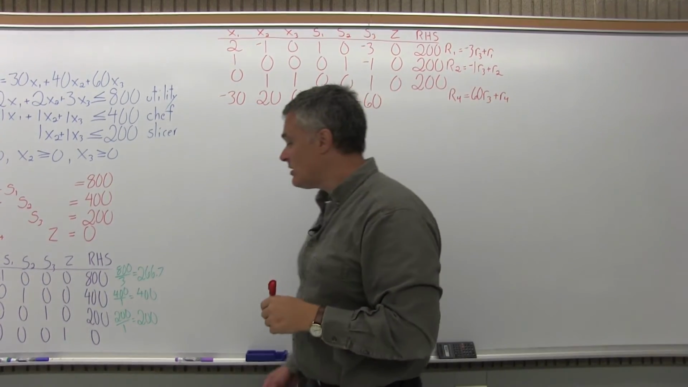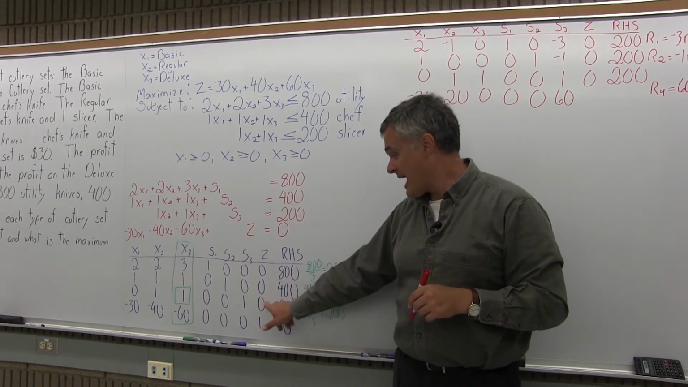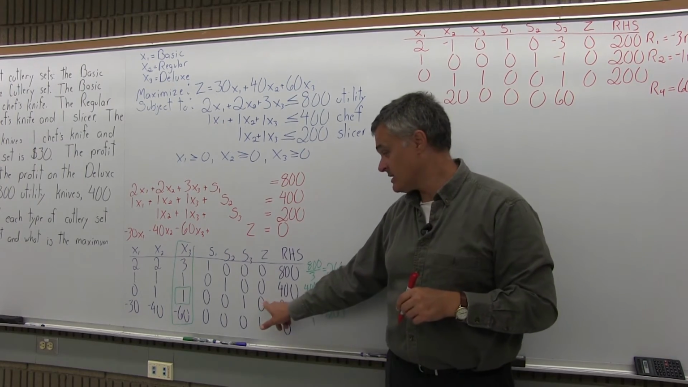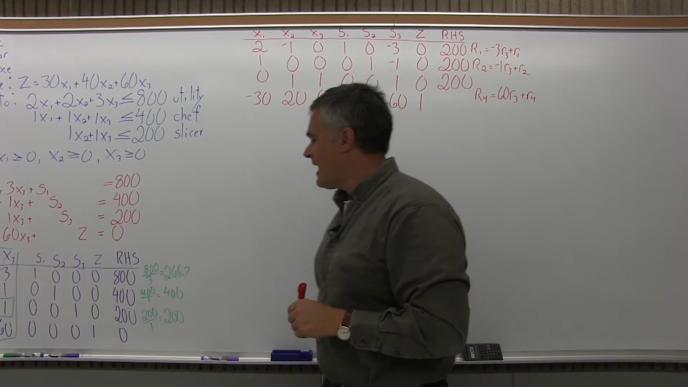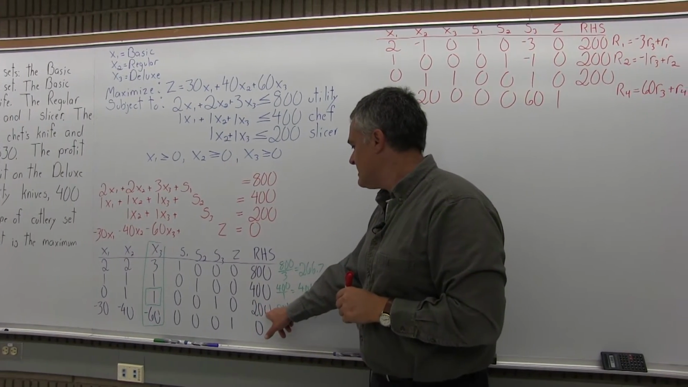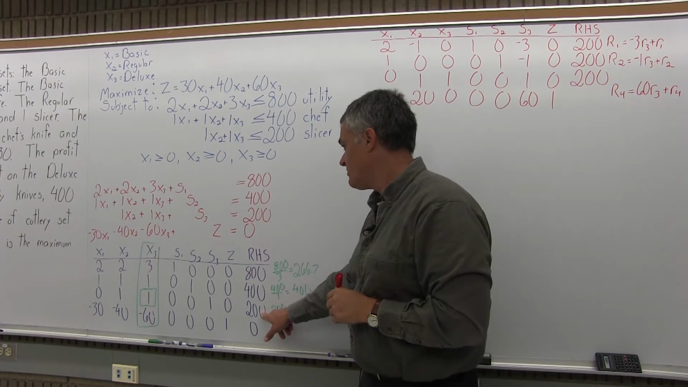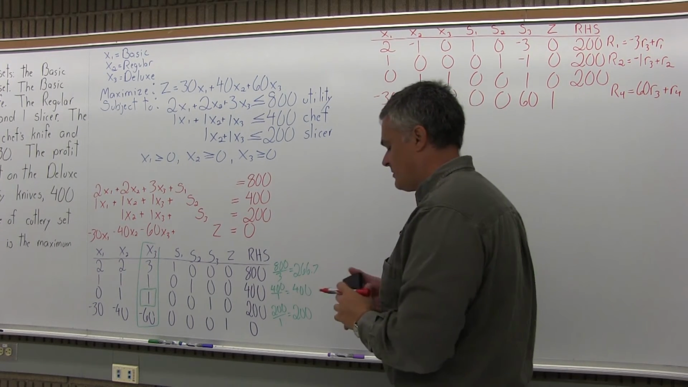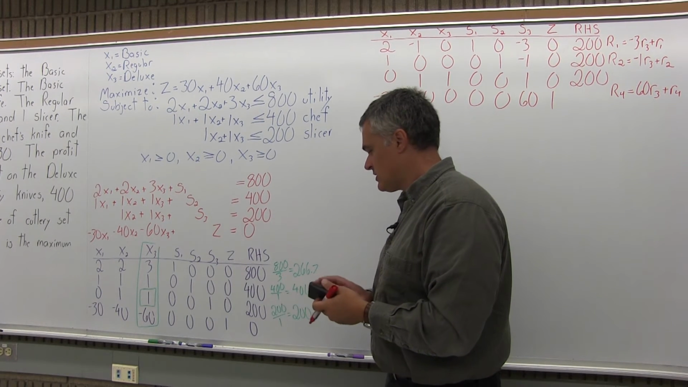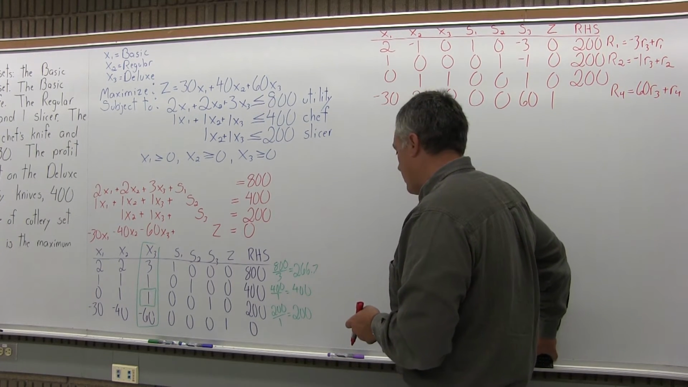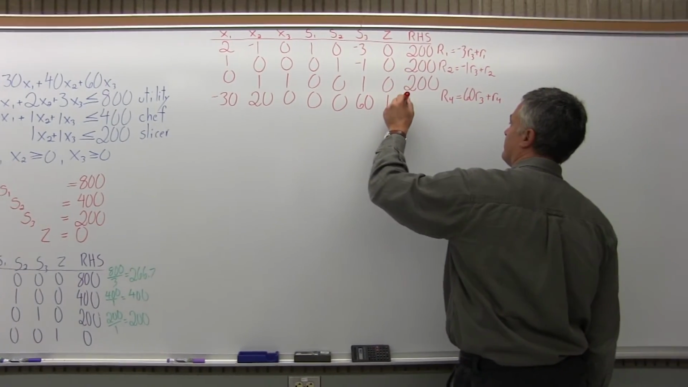In the Z column, 60 times row 3 is 60 times 0, which is 0. You're going to add that 0 to what's in row 4, so you're going to add 0 plus 1, which is 1. And now for the RHS column, 60 times 200 should be 12,000. Make sure I have that figured out right. So 60 times 200 is sure enough 12,000. So you're going to add that result to row 4. So you're going to add 12,000 plus 0. Well, 12,000 plus 0 is 12,000.